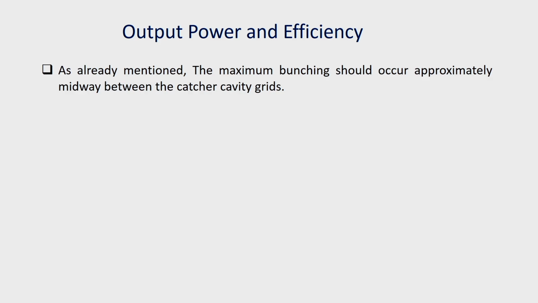So, we have found out the optimal separation L_OPT between the buncher and catcher cavity. Let us now discuss the output power and efficiency that can be achieved in this type of two cavity klystron. As already mentioned, the maximum bunching should occur approximately midway between the catcher cavity grids.